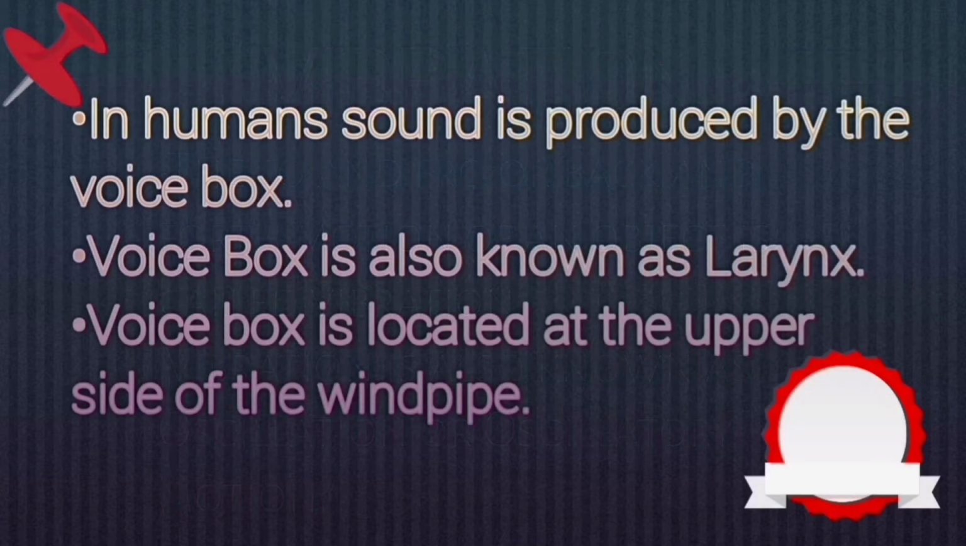Now, when we speak something, our throat vibrates. Can you suggest a reason for this? Actually, inside our throat, there is an organ that vibrates while speaking. And we know that sound is produced by a vibrating body. Thus, we are able to speak with the help of an organ which is called the voice box. Voice box is also known as larynx, and it is located in our throat on the upper side of the windpipe.